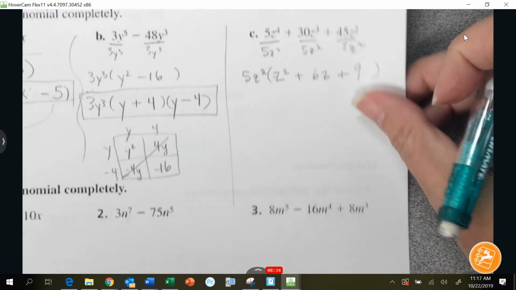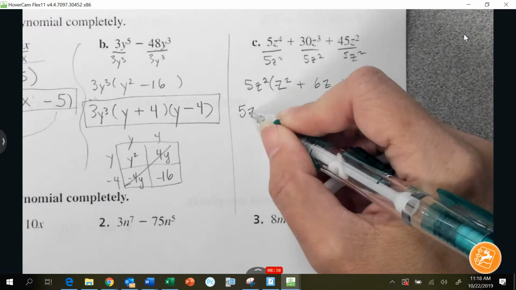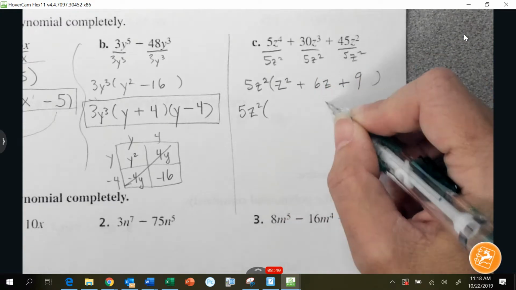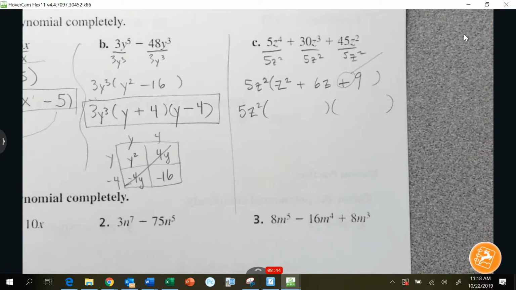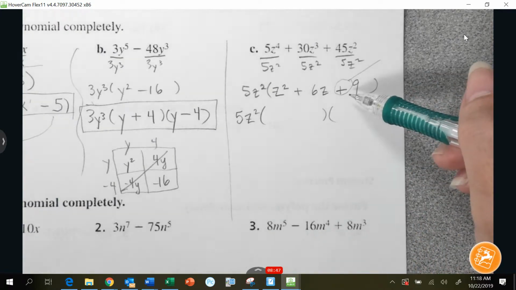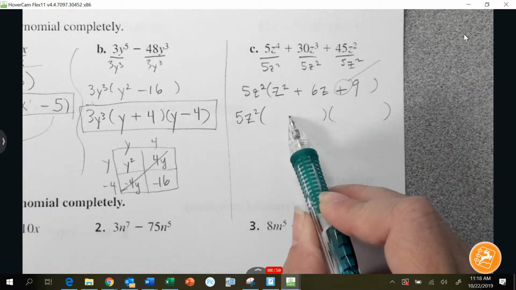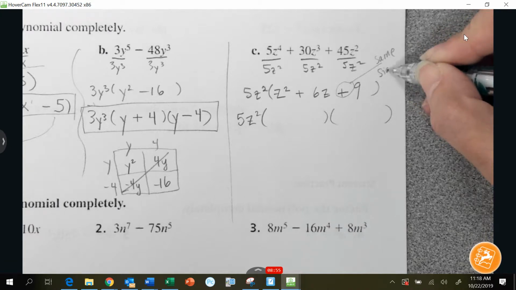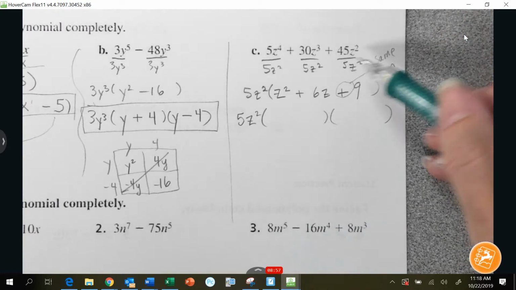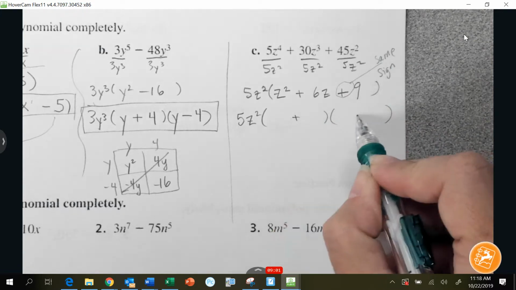You guys might know a different method like split the middle. But I'm going to guess and check. So guess and check says, go ahead and open 2 parentheses, and then I'm going to look at this last sign. When the sign is positive, that tells me that both of these signs are going to be the same. The sign that they will be comes from my first sign. Both be plus.